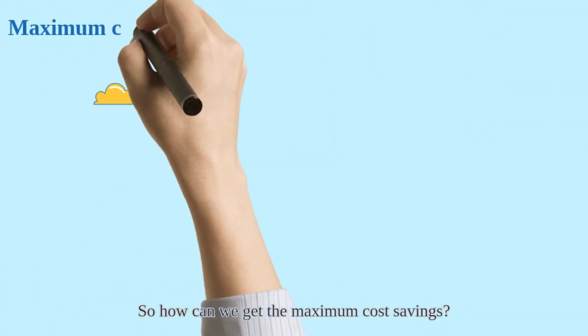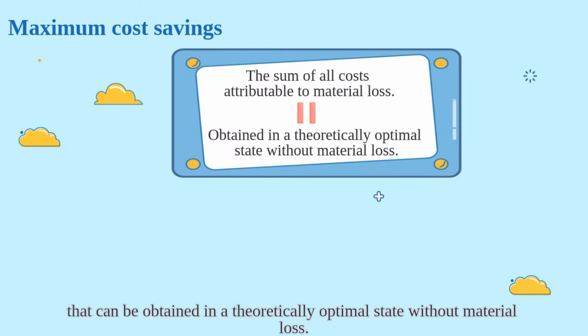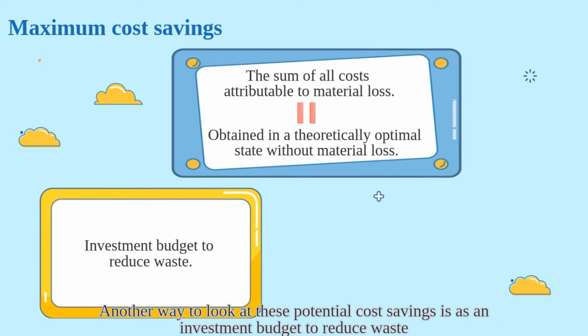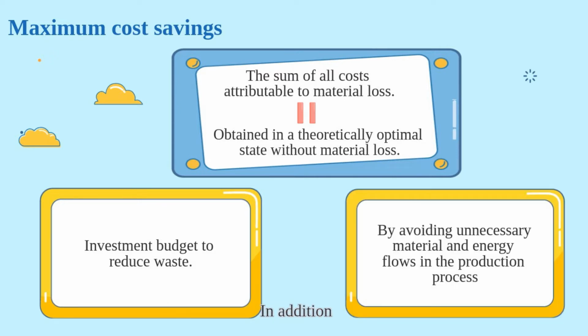So how can we get the maximum cost savings? First, the sum of all costs attributable to material loss is equal to the maximum cost savings that can be obtained in a theoretically optimal state without material loss. Another way to look at these potential cost savings is as an investment budget to reduce waste. By calculating the actual cost of material loss, you can significantly improve the potential of optimization. In addition, by avoiding unnecessary material and energy flows in the production process, you can not only improve energy and resource efficiency, but also benefit from reducing costs.